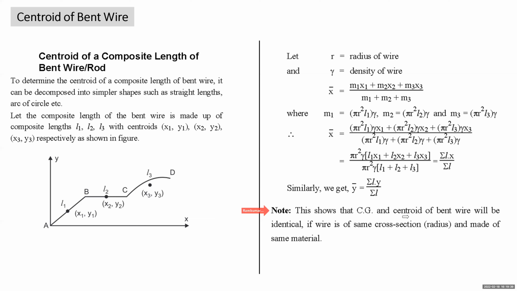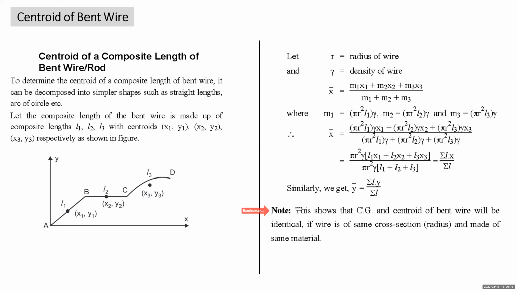This shows that CG and centroid of the bent wire will be identical. Identical means coinciding, if the wire is of the same radius or same size and it is made up of a single material. That means the x and y coordinates of the centroid of the bent wire and the CG of the bent wire will be the same. So CG and centroid will be coinciding. The centroid will be marked on the surface of the wire, and the CG will be inside the wire at half thickness. That means inside the wire from the surface at radius r.